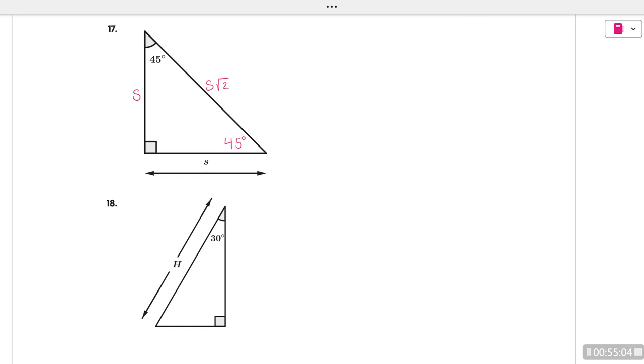So let's go down to 18. We have a 30. So that means this is 60. So if we know the hypotenuse is H, that means whatever is across from 30 is going to be half of H.